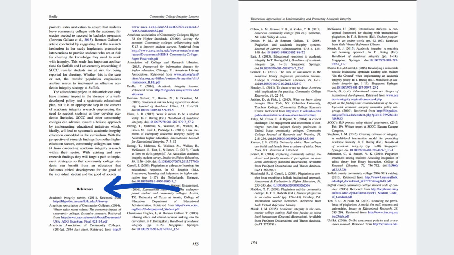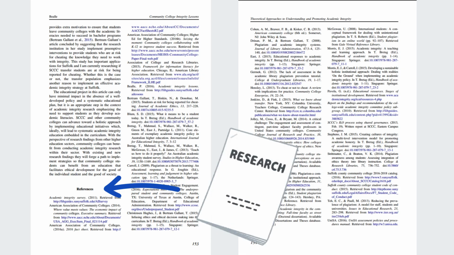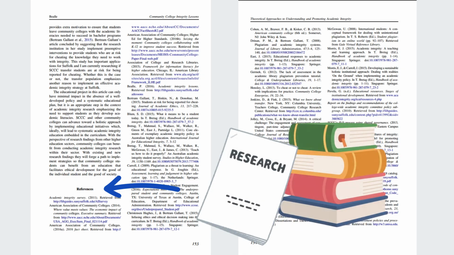A list of references ensures that the writer gives credit to all the research done on this topic previously. It provides the reader with a list of where the writer found their information, as well as where the reader can go to find out more about the topic.